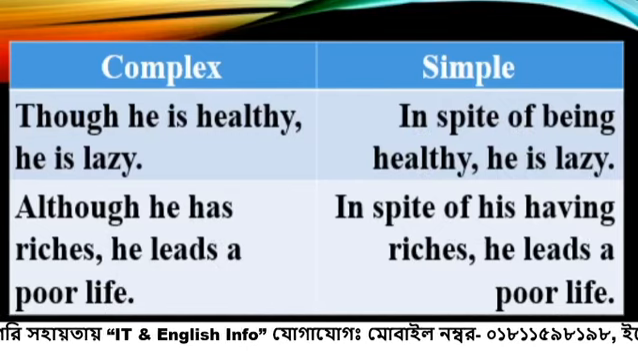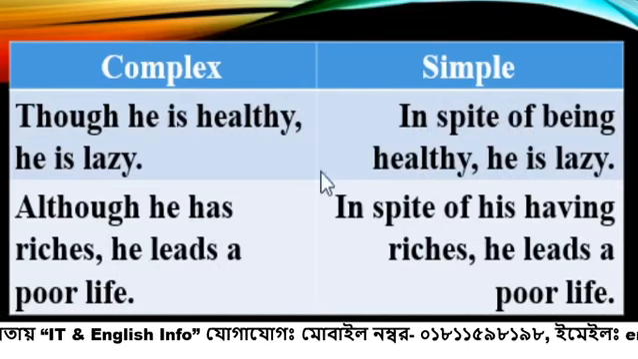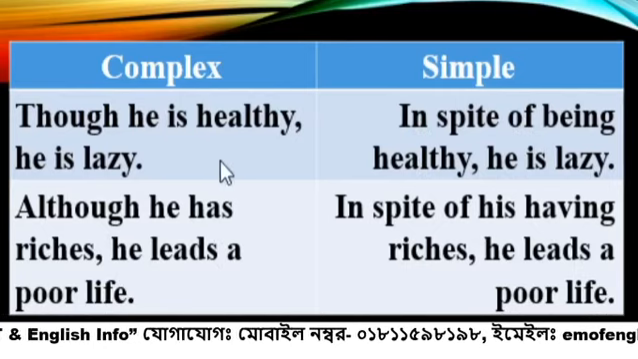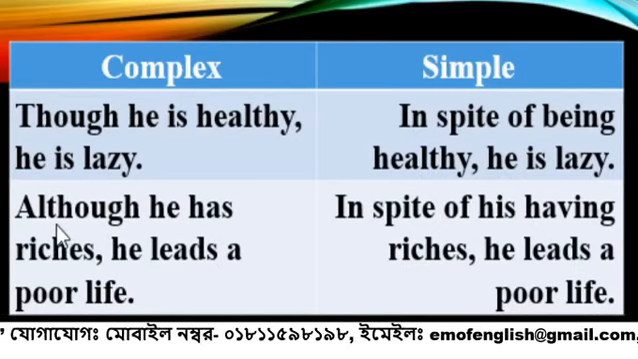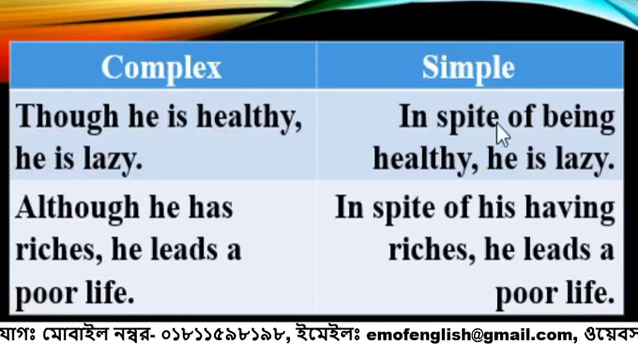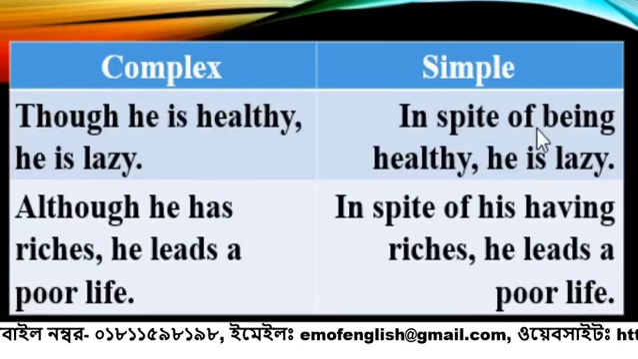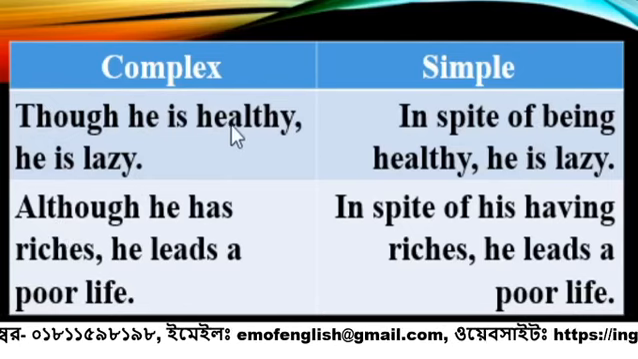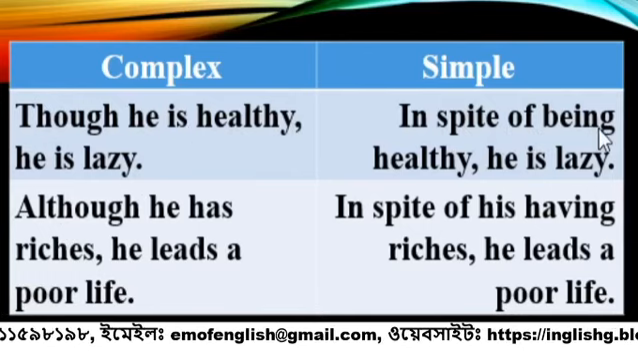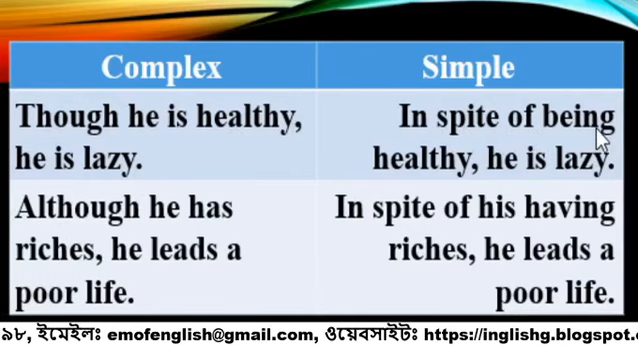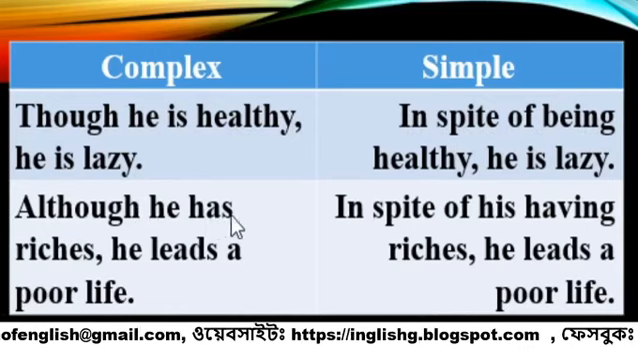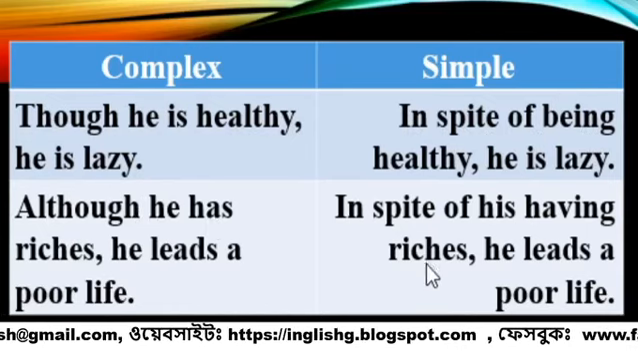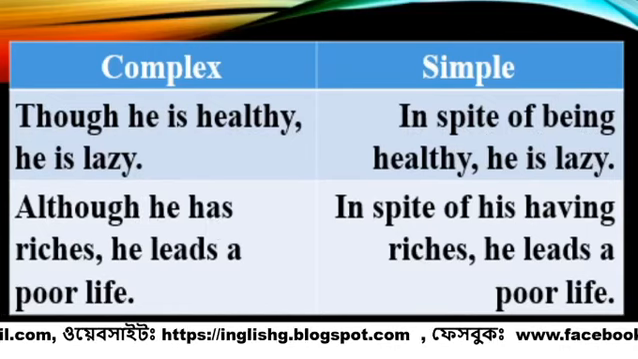What is the rule? I think the rule will be: if in a complex sentence though or although is used, then in the simple sentence we have to use in spite of, plus instead of the be verb we have to use being, or instead of the have verb we have to use having. Then the rest of the sentence. Let's see the rule.